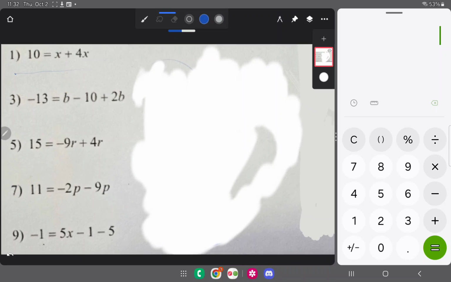Number 3 looks a little more challenging. So we got negative 13 is equal to b minus 10 plus 2b. So lots of stuff to do here. We have to combine like terms, and we have to see that this is a constant right here. There is no b. These are not the same as these circled b's.